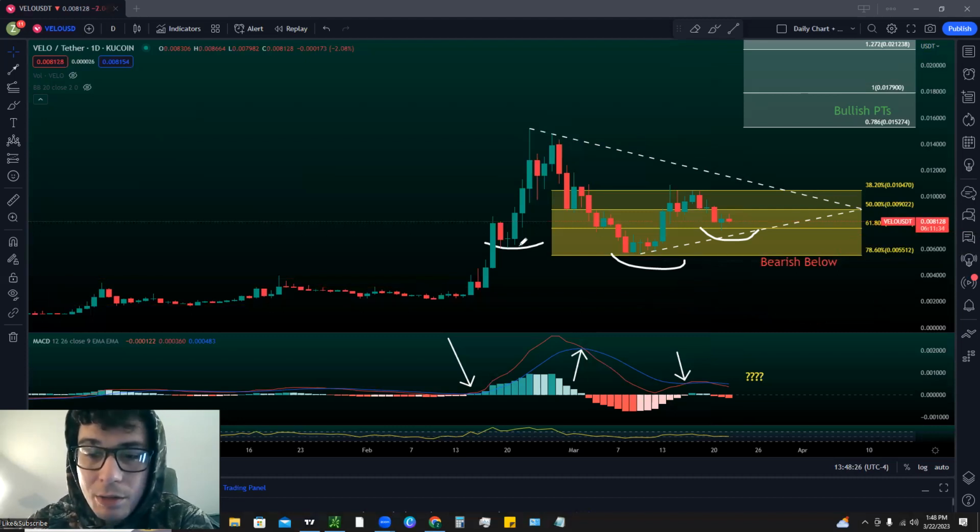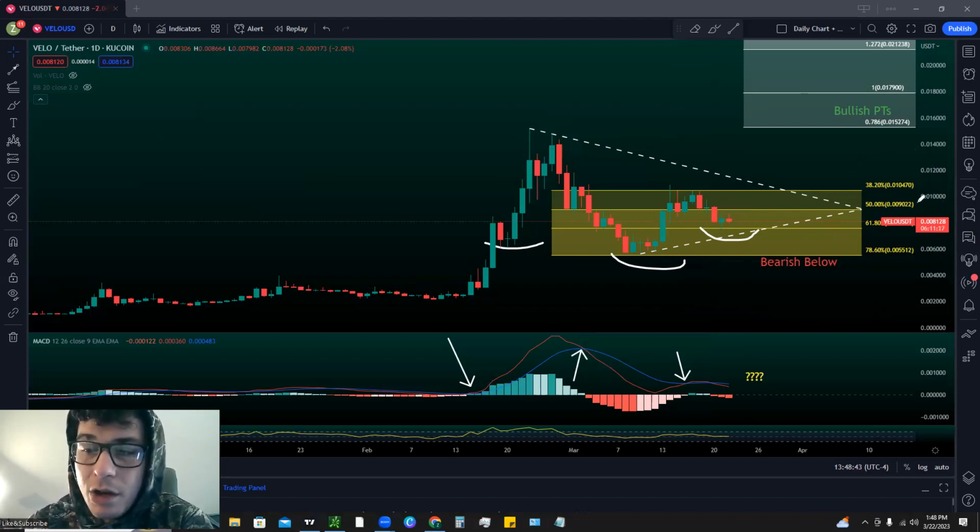Now, again, we do have a little bit of an inverse head and shoulders here. We still are above and holding our major support levels. So we may continue to push higher, but you just need to be aware of what the big moves are and what the key levels are.